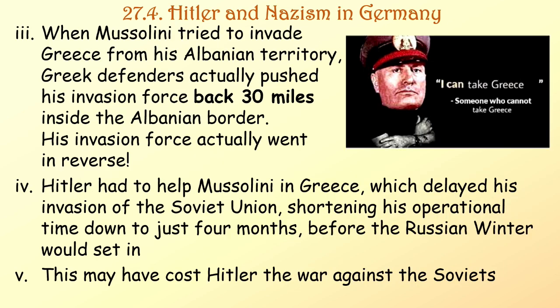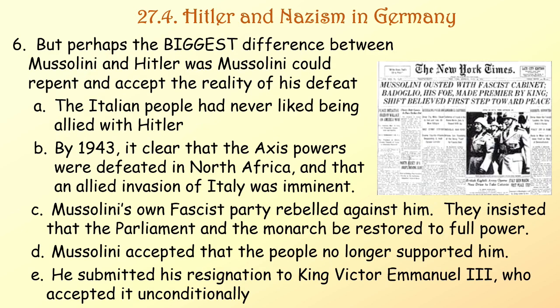When Mussolini tried to invade Greece from his Albanian territory, Greek defenders actually pushed his invasion force back 30 miles inside the Albanian border. His invasion force actually went in reverse. Hitler had to help Mussolini in Greece, which delayed his invasion of the Soviet Union, shortening his operational time down to just 4 months before the Russian winter would set in. This may have cost Hitler the war against the Soviets.